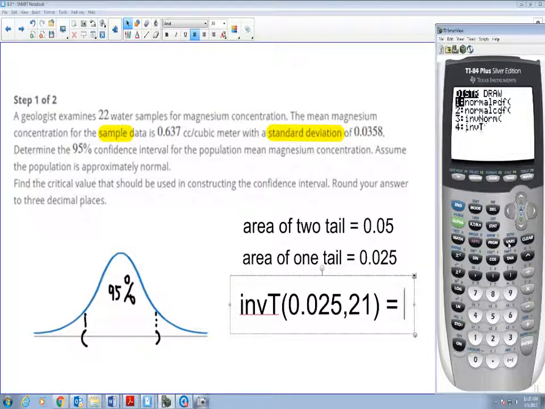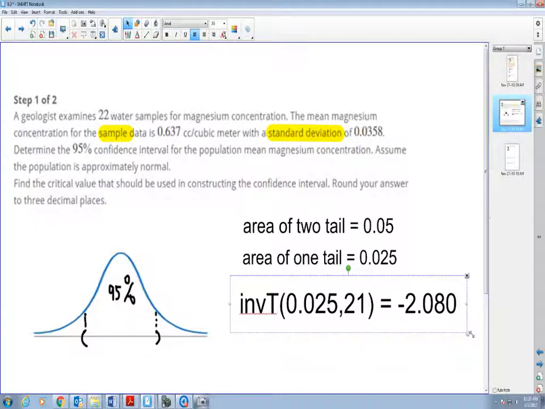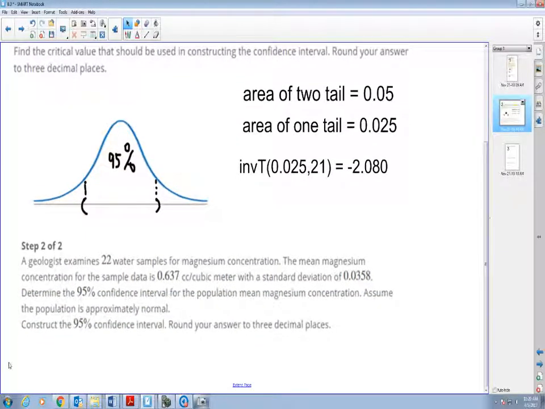Alright, second distribution, number 4, 0.025, comma, degrees of freedom is 21. That will give me about negative 2.080, to 3 decimal places. Alright, be careful.